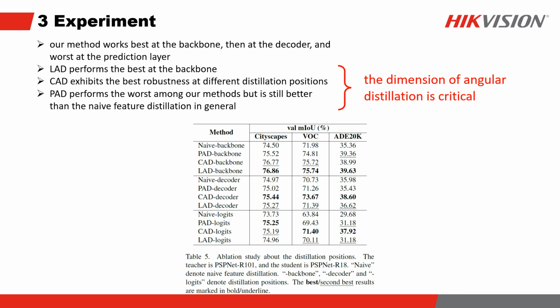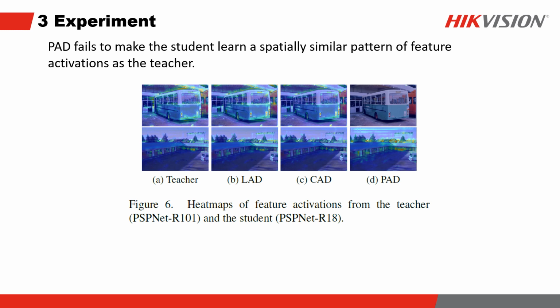The performance gap between LAD, CAD, and PAD indicates that the dimension of angular distillation is critical. We believe that the lack of spatial context is a reason for the poor results of PAD. As shown in Figure 6, PAD fails to make the student learn a spatially similar pattern of feature activations as the teacher.